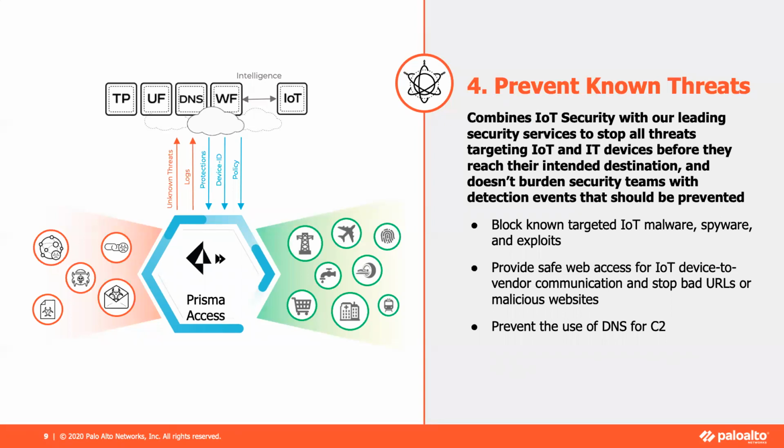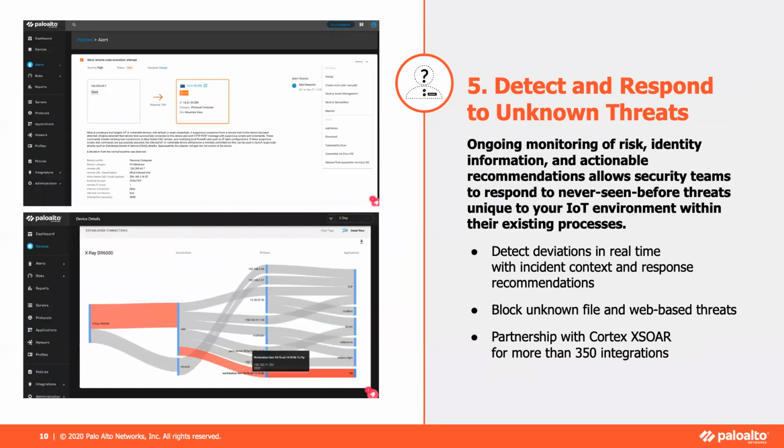We have our proven technologies to be able to protect you from malware, spyware, exploits, URL filtering, all those sort of things, using DNS for command and control, all of those sort of things to help prevent known threats, as well as the ability to detect and respond to unknown threats using a combination of machine learning and also our traditional unknown threat detection, threat cloud, and things like that, to be able to block unknown file and web-based threats.